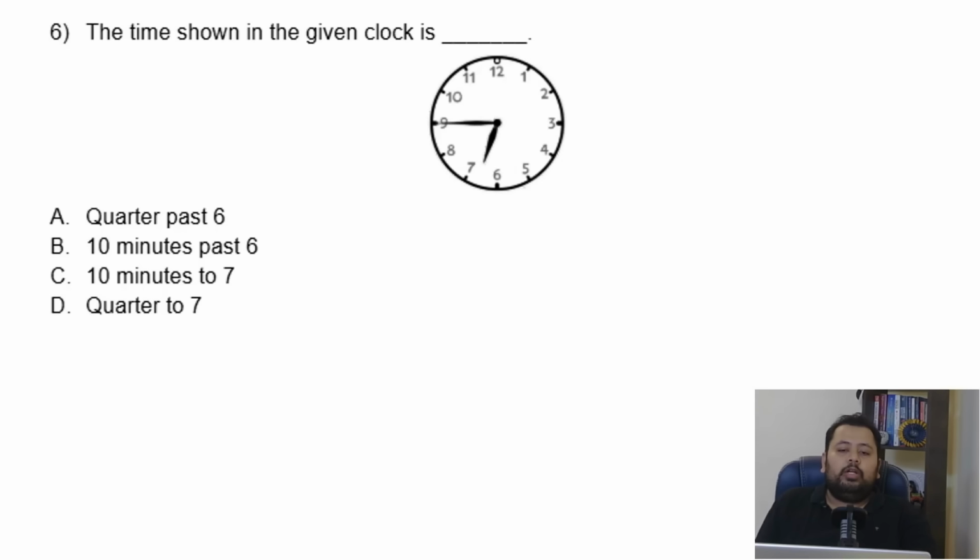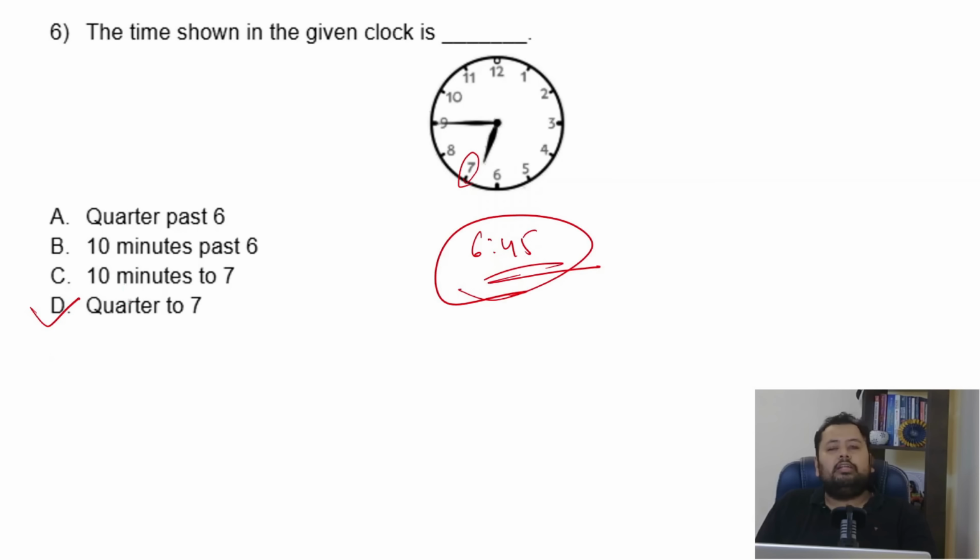Great, easy one. What is this, right? Currently, is it 7? No, it is 6:45, right? What is 6:45 also called? It is quarter to 7. It is not 7 already, right? It is quarter to 7, which means after 15 minutes it will be 7.